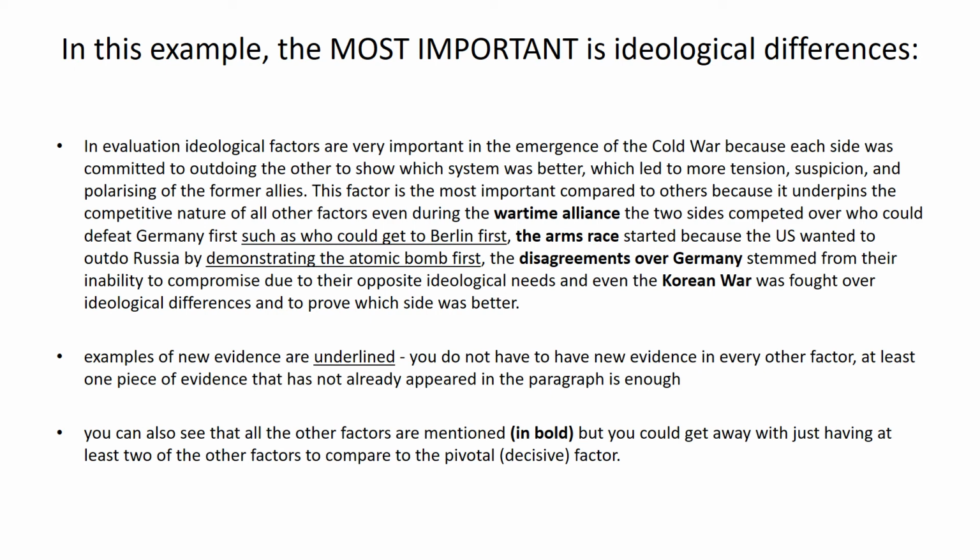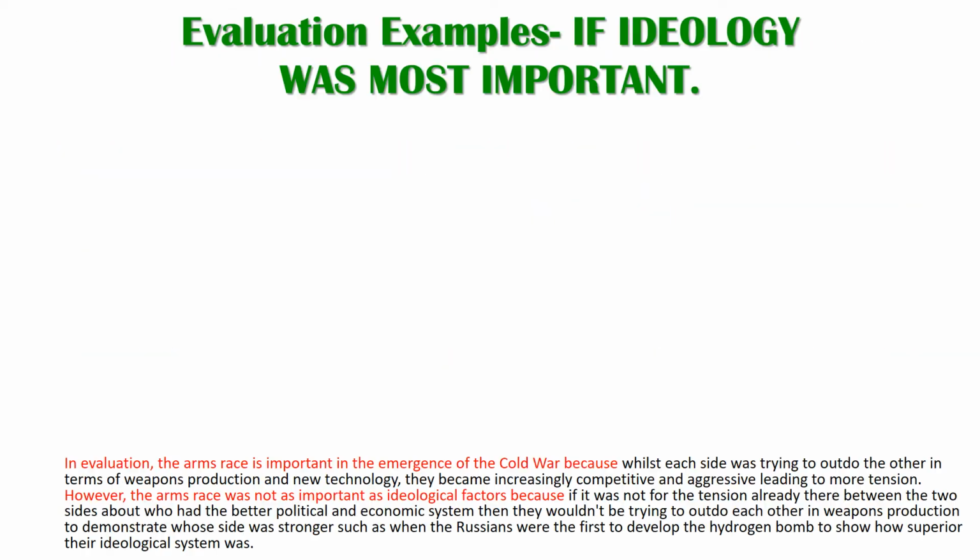Now again, examples of new evidence that you might have brought in are underlined, so you don't have to have new evidence in every other factor. At least one piece of evidence that has not already appeared in the paragraph is enough. Now you can see here that ideological differences has been compared to all the other factors and they're mentioned in bold. Now you could get away with just having maybe two factors compared to your most important when you're doing the most important evaluation. So that is an example there that you can use.